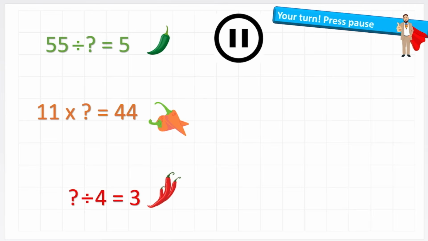Okay, so now it's your turn. I would like you to try and find the 4 number family sentences for these 3 questions. Once you get them, put your answers in the comment section. I'm going to try and mark every single one.